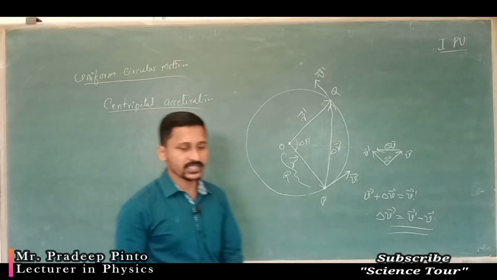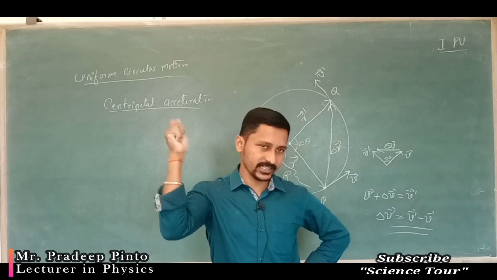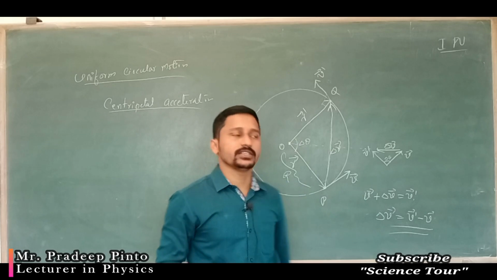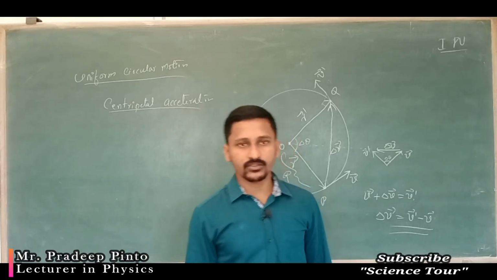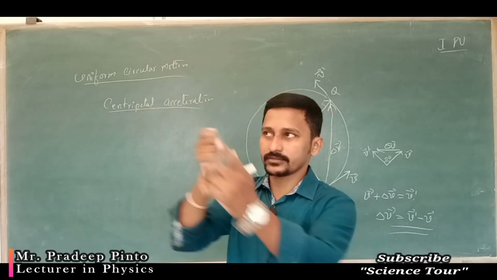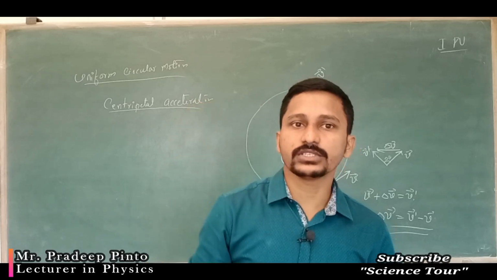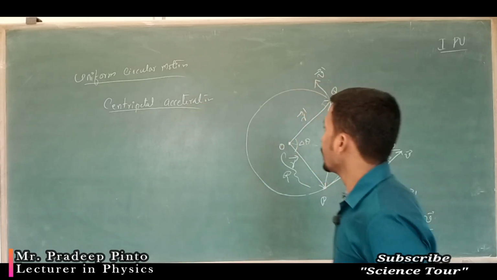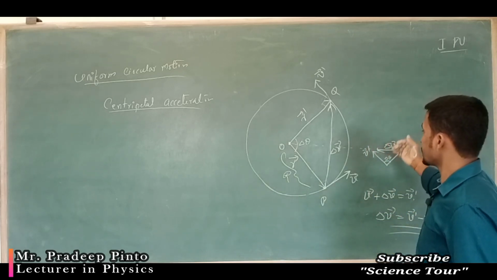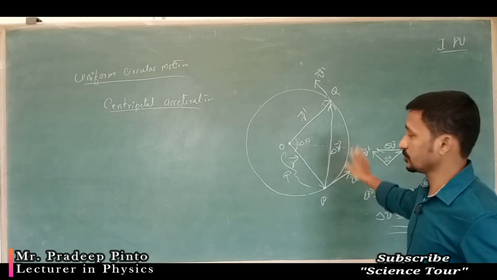Centripetal acceleration means, see, tie a stone to a thread and rotate it like this. That acceleration is always towards the center of you. The same thing we are writing here. Taking a stone, tying it to the thread and rotating, acceleration is always towards the center. That is called centripetal acceleration. We understood that the direction of centripetal acceleration is towards the center. This diagram you have to draw.